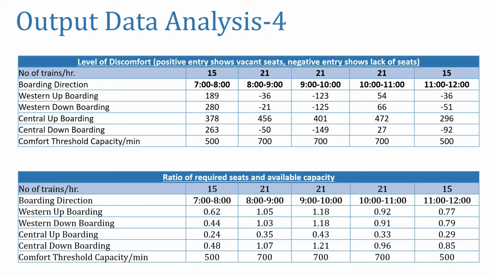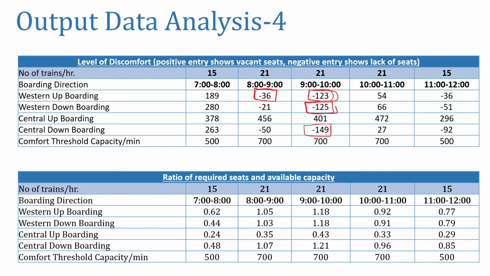Now we try to measure the level of discomfort on the basis of the number of vacant seats, that is, seats which are not available. So what these cells show is, if this data is showing minus 36, we can say in 8 to 9 a.m. approximately 3600 seats we are lacking in the Western up boarding direction. In 9 to 10, approximately 12,500 seats we are lacking. Approximately here, 14,900 seats we are lacking in the Central down direction. So whenever there is negative data, we can surely say people in those directions are suffering from overcrowding.